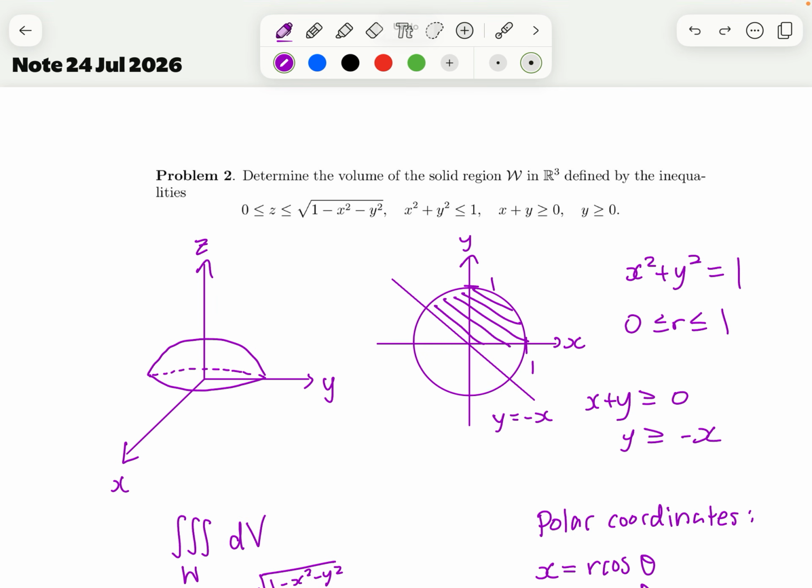For theta, we can easily see from our picture that it goes from 0, and the angle here goes from 0 to 3 pi over 4. Just like the unit circle, the angle here is 3 pi over 4. And so there you have it. These are our two important boundaries.